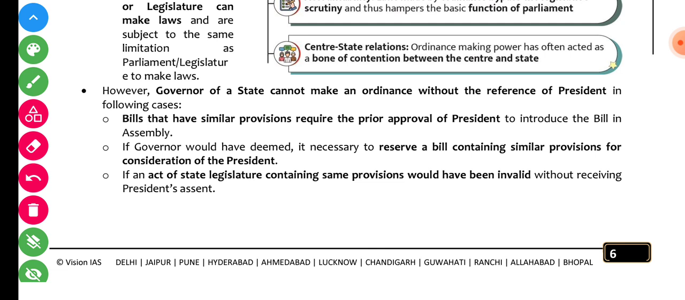An ordinance cannot be made by the Governor without the reference of the President in the following cases. First, where bills with similar provisions would require the prior approval of the President to be introduced in the Assembly. Second, where the Governor would have deemed it necessary to reserve a bill containing similar provisions for consideration of the President. Third, where an act of the state legislature containing the same provisions would have been invalid without receiving the President's assent.